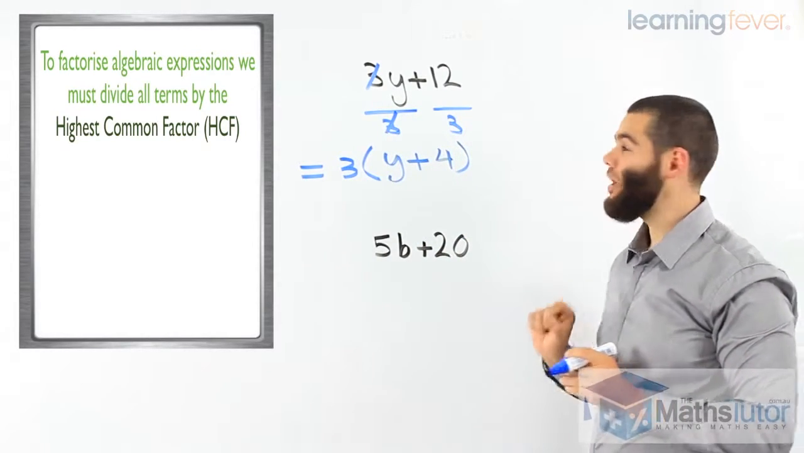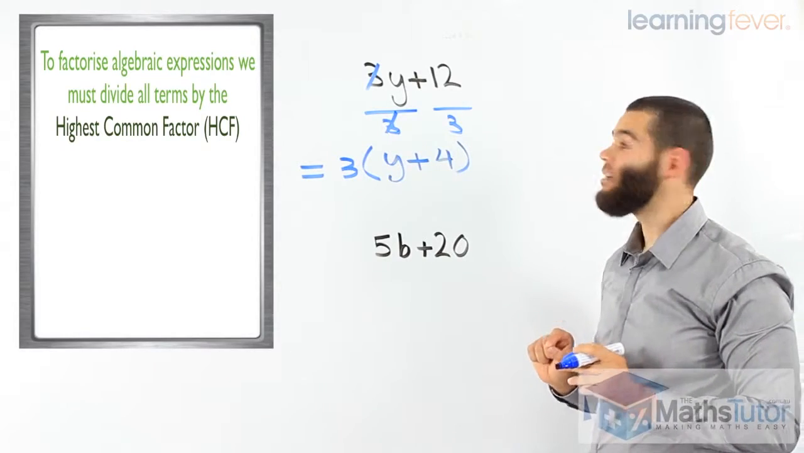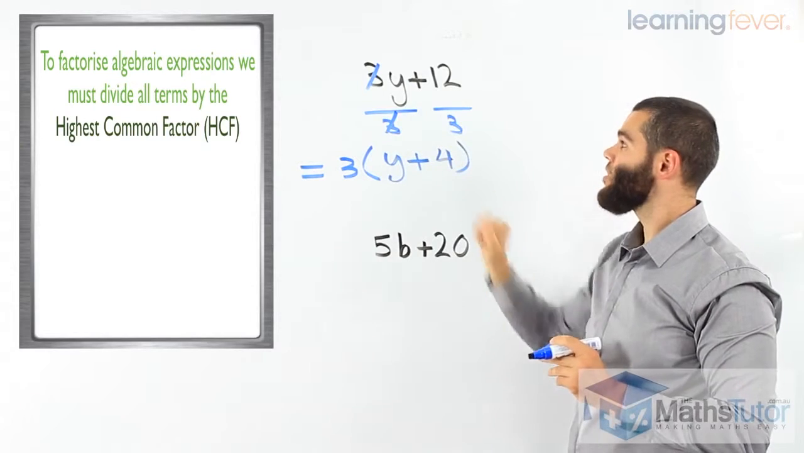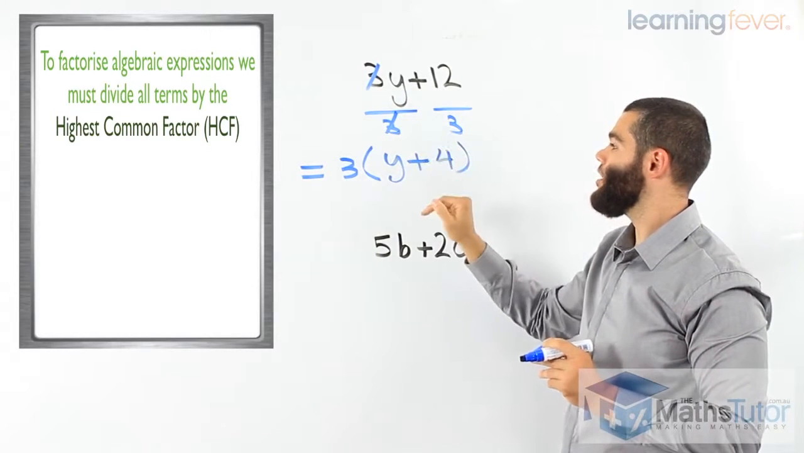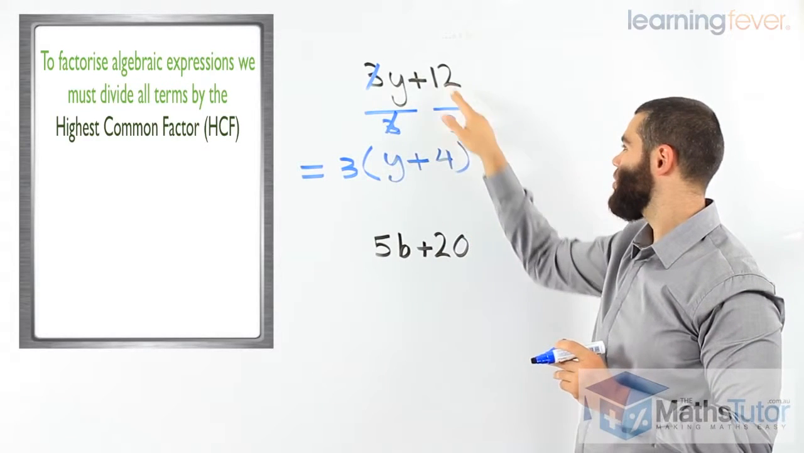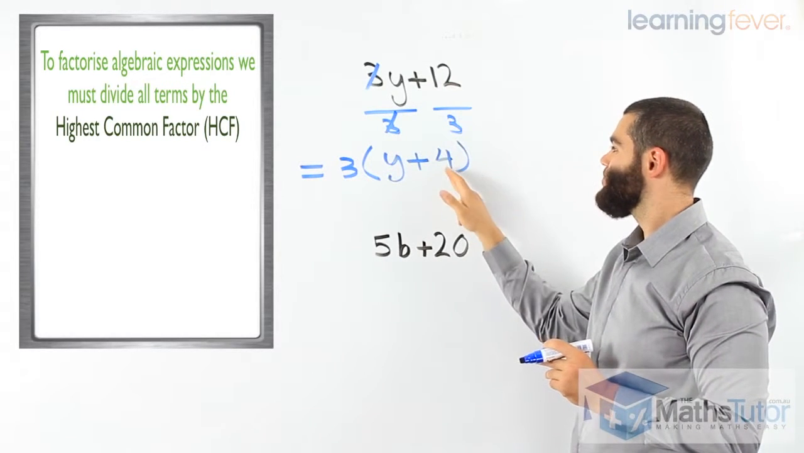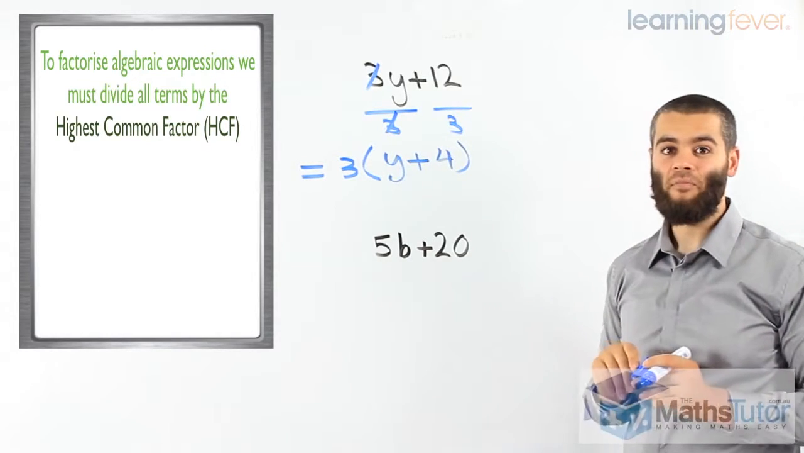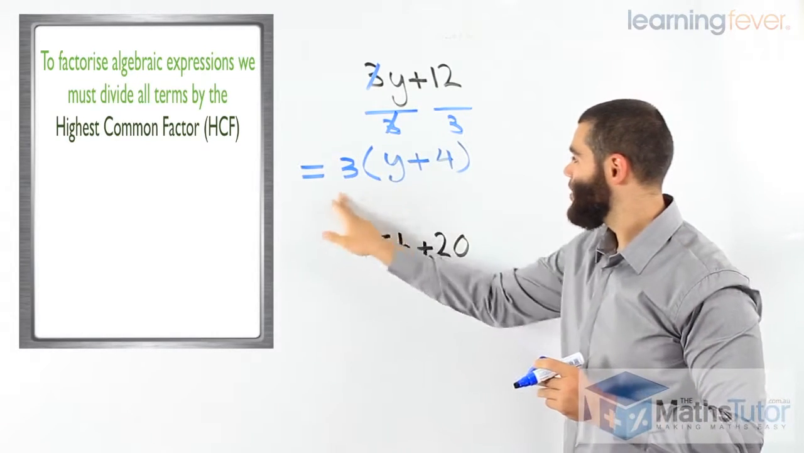One more time, we are looking for the highest common factor. We know 3 is the highest common factor in here and in there. We divide by 3, we're left with y, the plus, and 12 divided by 3 is 4. Now, what do you notice here? You notice that we have brackets.